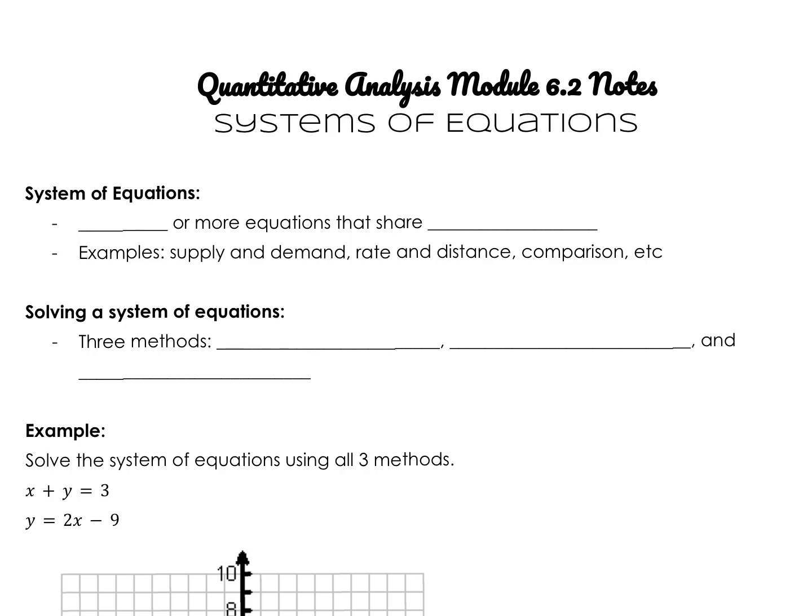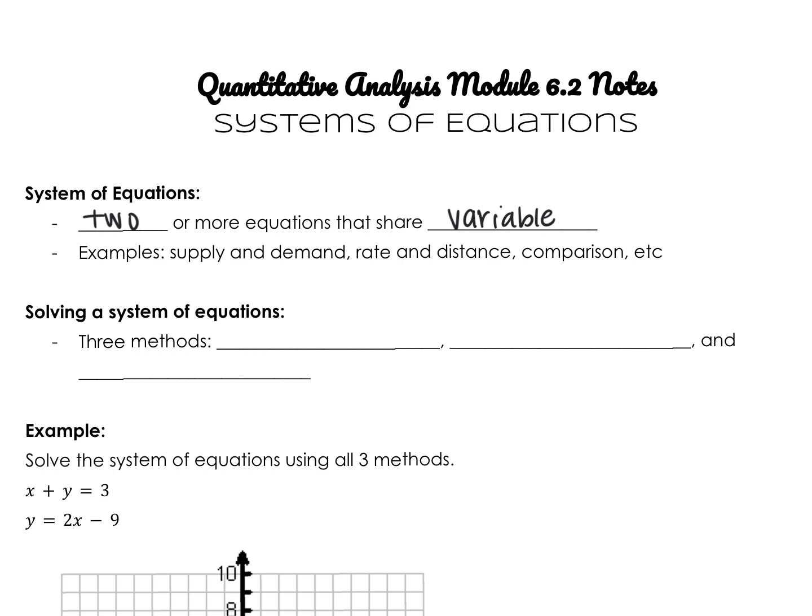In section 2, we are going to start talking about systems of equations, which should be review since you did talk about this in Algebra 2. So a system of equations is two or more equations that share variables. We are only going to focus on the system of two equations. We will not look at a system of three equations.